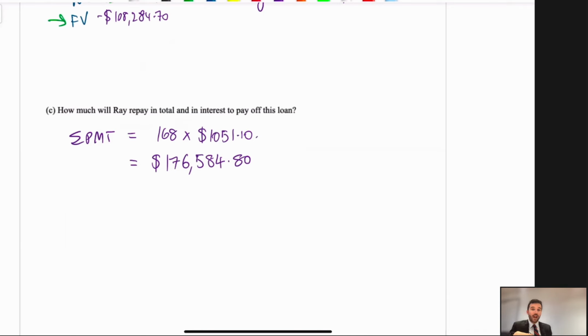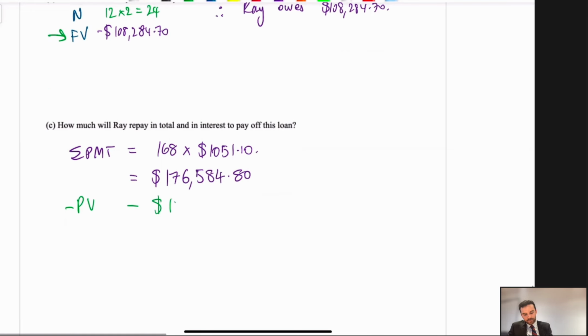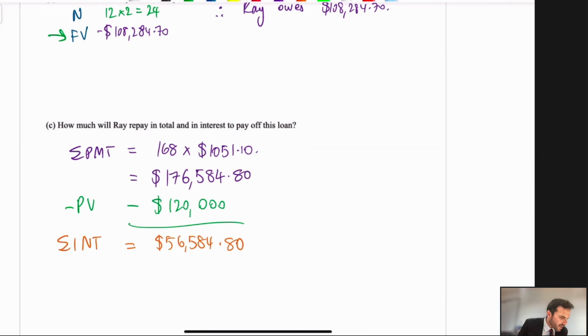Now, we want to work out how much interest he's going to pay. So what we can do to work out the interest is, he's paid this much, let's take off his PV. So if we take away his PV, let's see how much that's going to be. So the PV was 120k. So how much has he paid in interest? The sum of interest is $56,584.80. Now I'm going to double check that because that just doesn't seem right. So I'm just looking at my answers here.